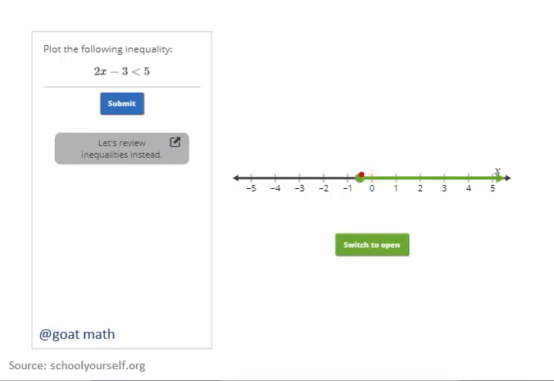You can drag the dot, drag the line to make it point left or right, and press this button to switch between an open and closed dot. Once you've got the correct graph, click over here or click here to review.